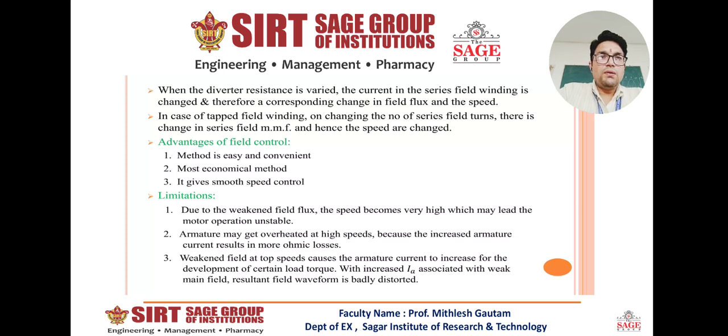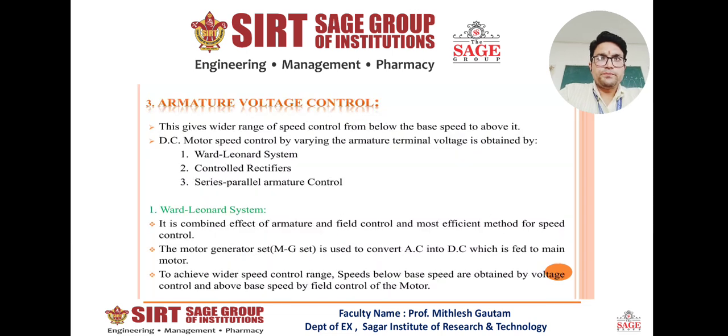There are some limitations. Due to the weakening field flux, the speed becomes very high, which may make the motor operation unstable. The armature may get overheated at high speed because the increased armature current results in more ohmic losses. The weakened field at top speed causes the armature current to increase for the development of a certain load torque. With increased Ia associated with a weak main field, the armature resultant field waveform is badly distorted.